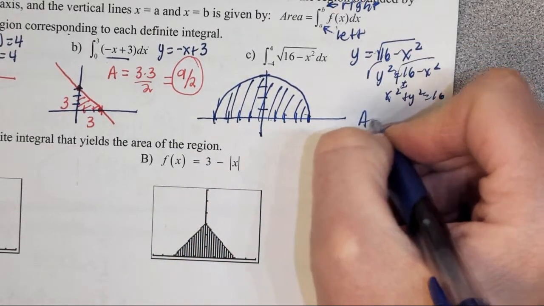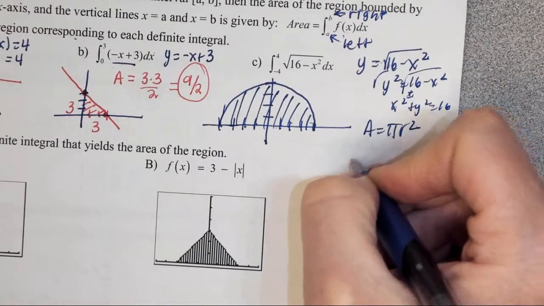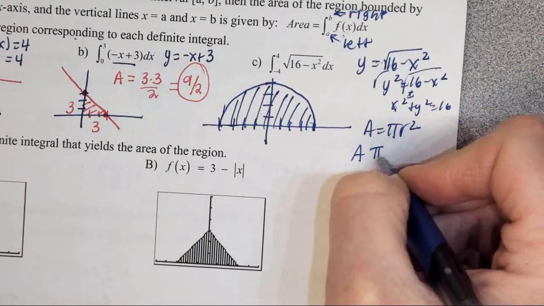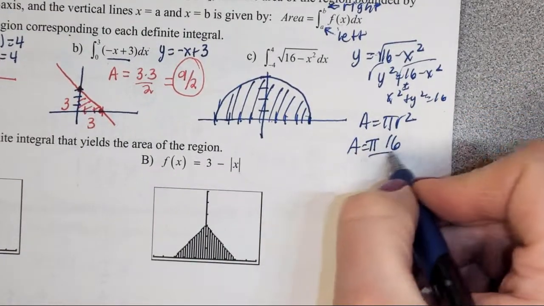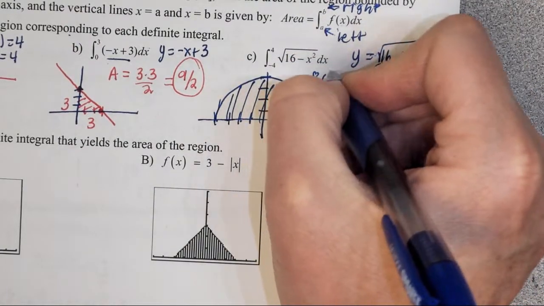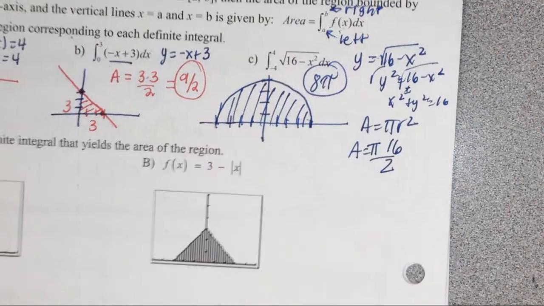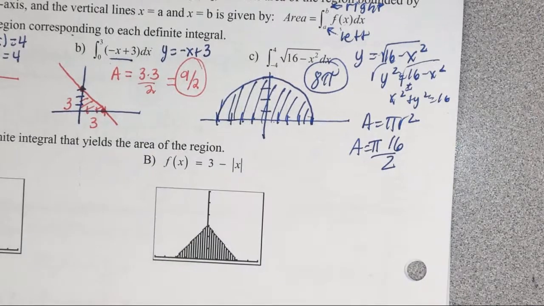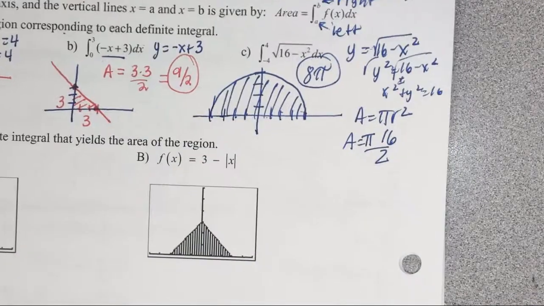The area of a circle is pi r squared. So this area is going to be pi times 16, but then I'd have to take half. So this area is 8 pi. And of course, I could also figure it out on my calculator. I don't need to do that.